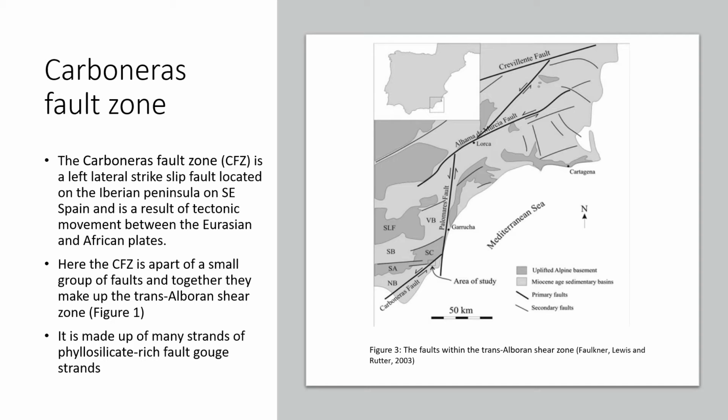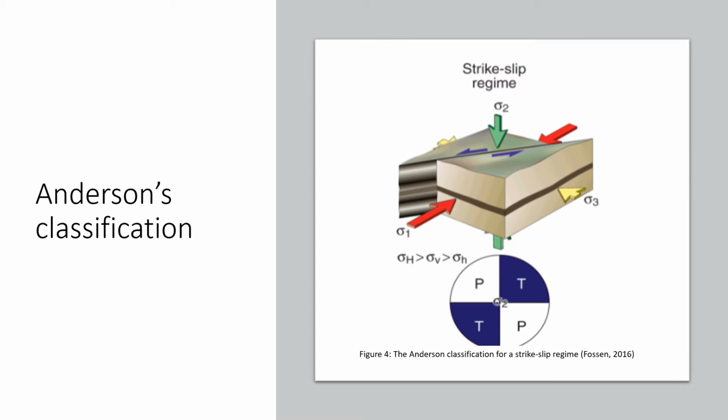This fault and a few other faults, such as the Palomares and Crevillente fault, make up the Trans-Alboran shear zone. As the Carboneras fault is strike-slip, we can then apply Anderson's classification. From this we know that the sigma 2 principal axis is vertical, but this classification only applies to coaxial deformation regimes and when the fault is mechanically isotropic. We know it's coaxial if the material lines remain in the principal strain axis. Only with these parameters can we then predict the fault pattern.